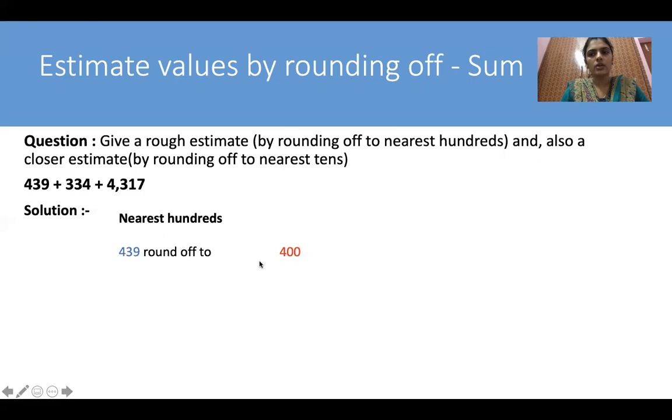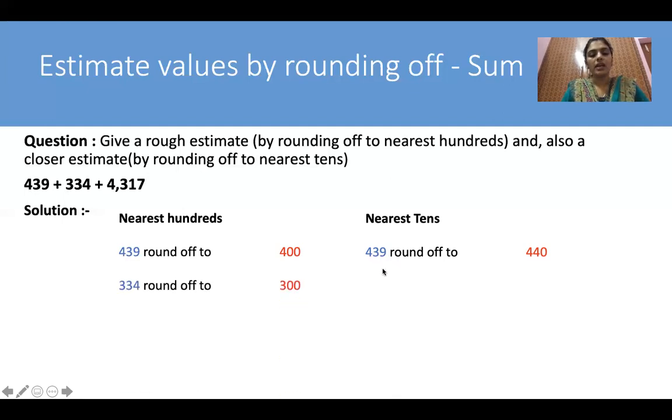Now check it for the tens place. Now find its value to the nearest ten. For that we have to check the value at the tens place. Here we have 39 and it lies between 30 and 40. So it is closer to 40. So its rounded off value to the nearest 10 is 440.